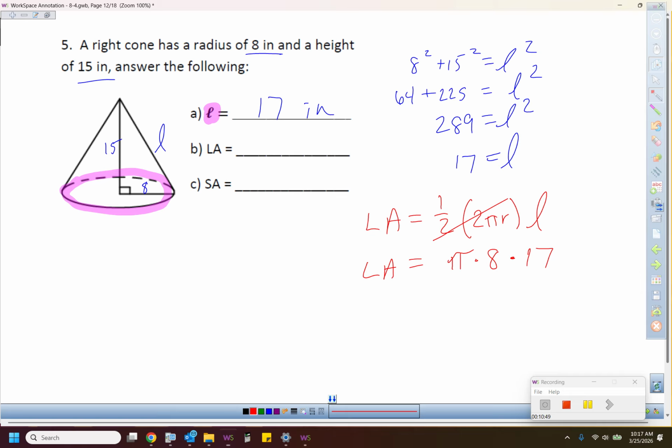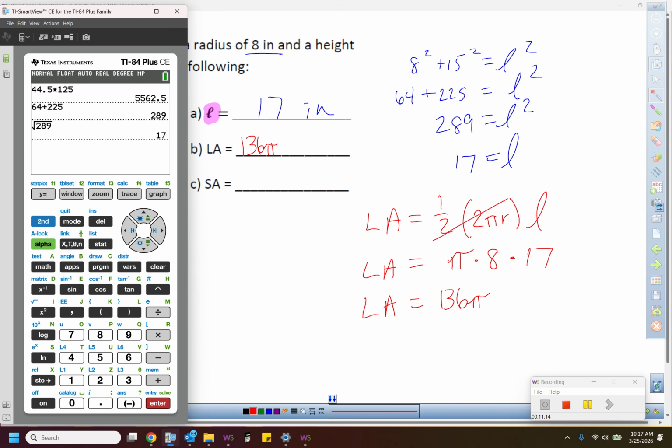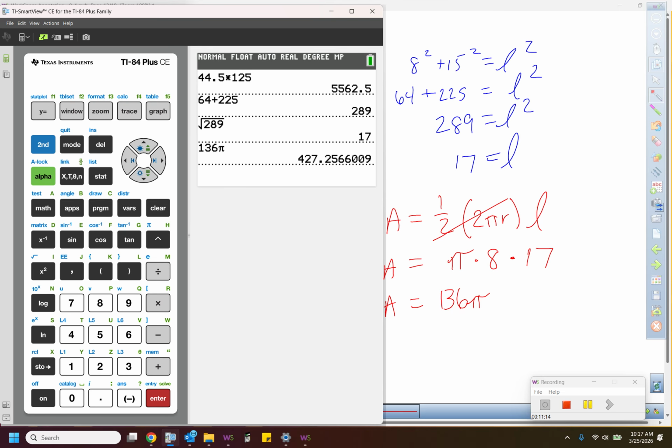So what we've got to do to clean this up is just hold on to the pi, multiply everything else together. Take the 8 times the 17. How much? 136. And just don't you forget about that pi. It is 136 pi. And then we'll punch that in our calculator to approximate it as well. So 136 times pi, like so. And it'll be nasty. Nice and nasty. Let's round that to 1 decimal place.